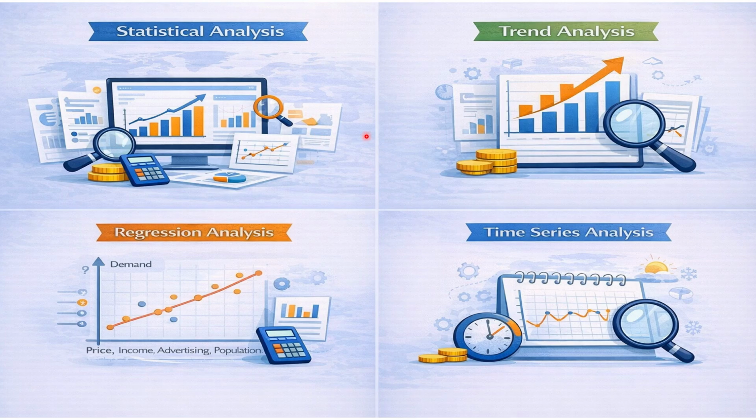Okay, this is the basic graph of the four analysis parts. Let's see how it will work. This is the statistical analysis, and this is the graph which is shown moving upward in the right direction. This is the trend analysis graph. This is the regression graph showing the relation between two variables, and this is the time series graph, which is fluctuating. These are the four analysis parts of demand forecasting which have been used to see the future demand.